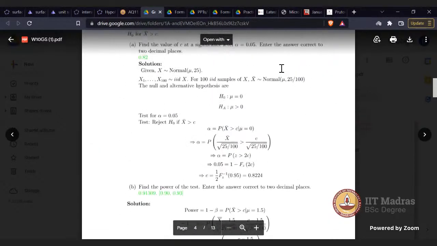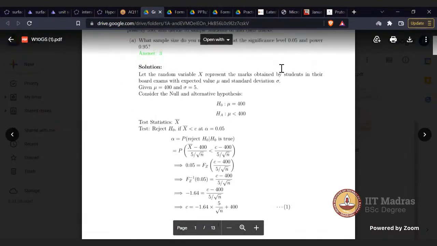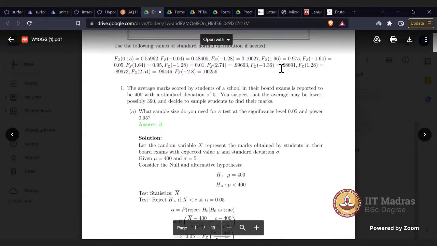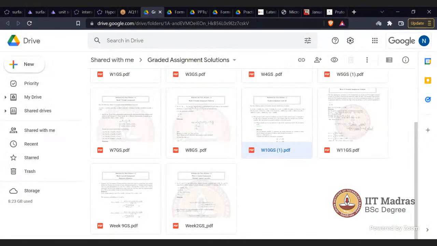If you look at any problem, it is always mentioned what you will have to take the null hypothesis to be and the alternative to be. Look over here, it says the average marks scored by students is reported to be 400. This is the statement that has been made, that the average is 400. But what you suspect is the average may be lower. So you want to check whether the average that is given to be 400 is actually lower or not. You will take your null to be 400, and since you want to check that the average is lower, you will take your alternative to be mu less than 400.